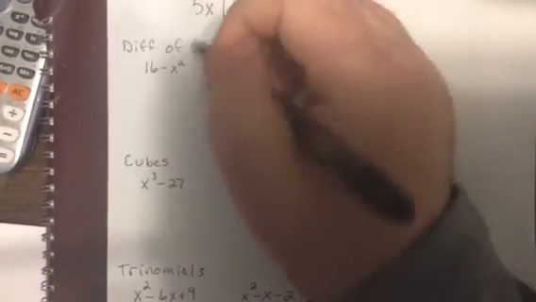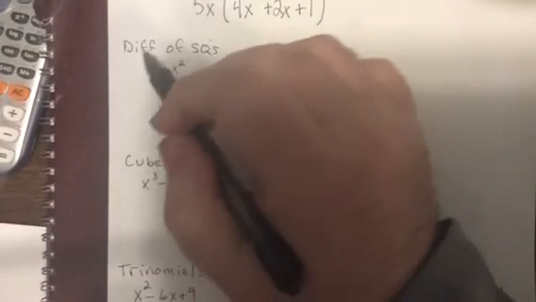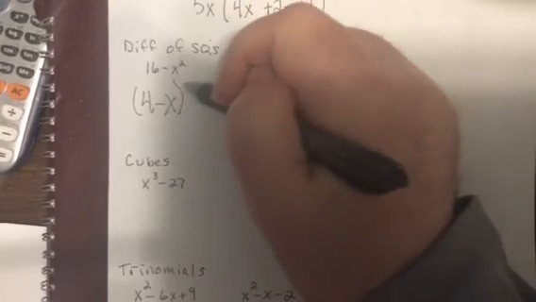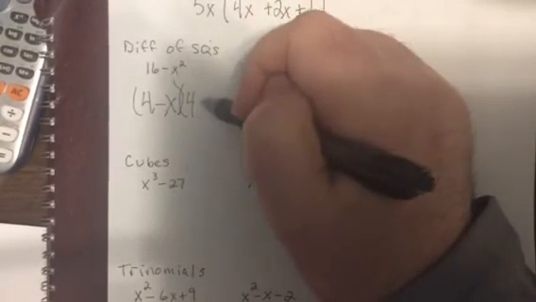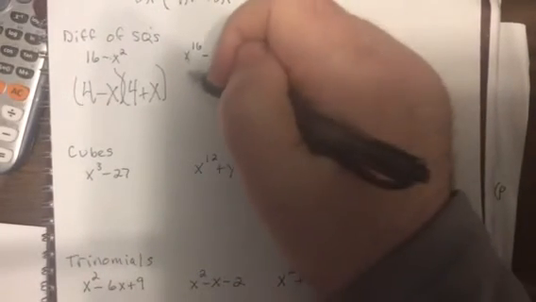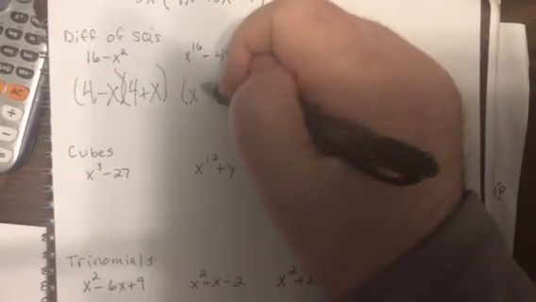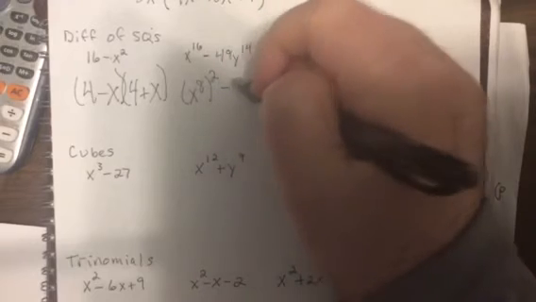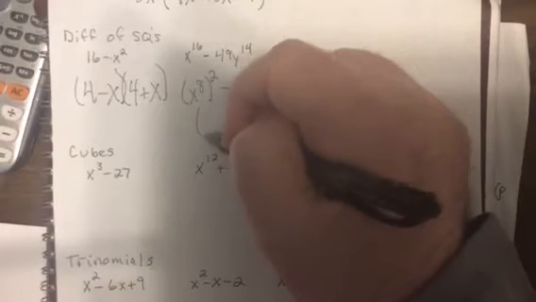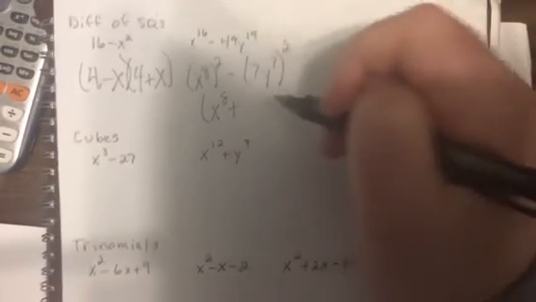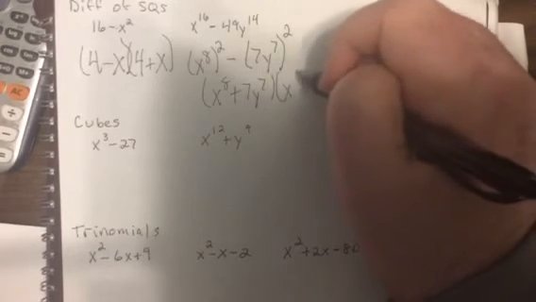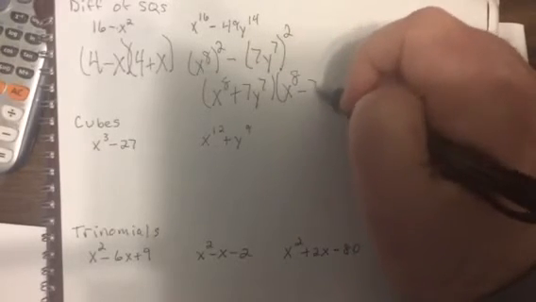This one, difference of squares. Now next week's test, a week from Tuesday, I won't put this up here, but this week I will, just so you get used to it. So what are you squaring? 16. x squared is x squared. Here, this would be x to the 8th squared, and this would be 7y to the 7th squared. So it's x to the 8th plus 7y to the 7th, and x to the 8th minus 7y to the 7th.